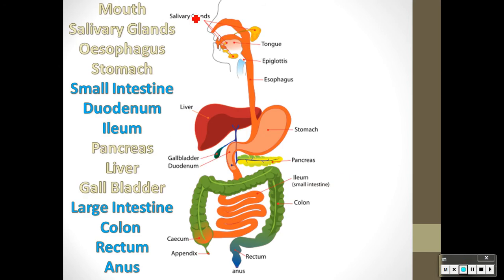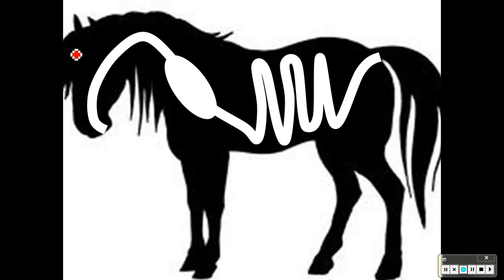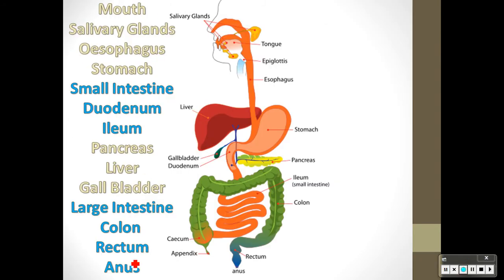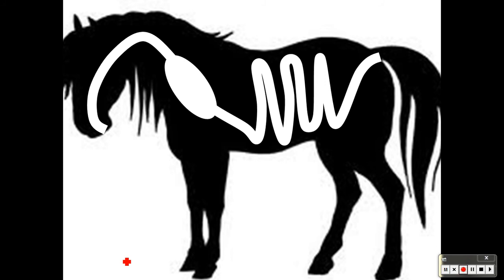You need to be able to identify all of these parts on any diagram of a digestive system. Mouth, salivary glands, esophagus, stomach. These 3 are all a part of one thing. Pancreas, liver, gallbladder, and small intestine, duodenum, ileum. Large intestine, colon, rectum, anus. You need to be able to label them. Figure it out.